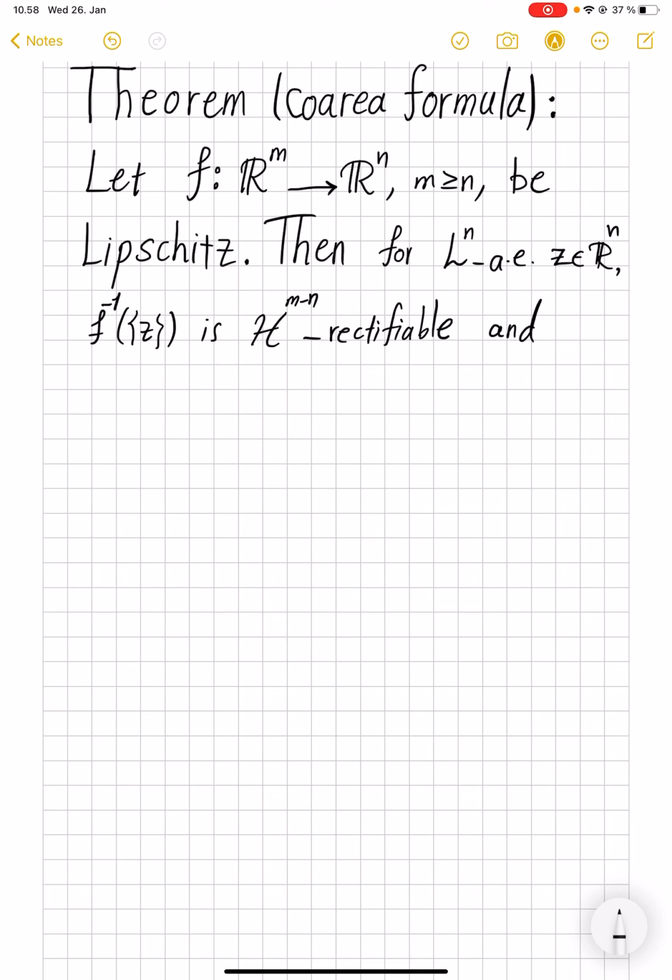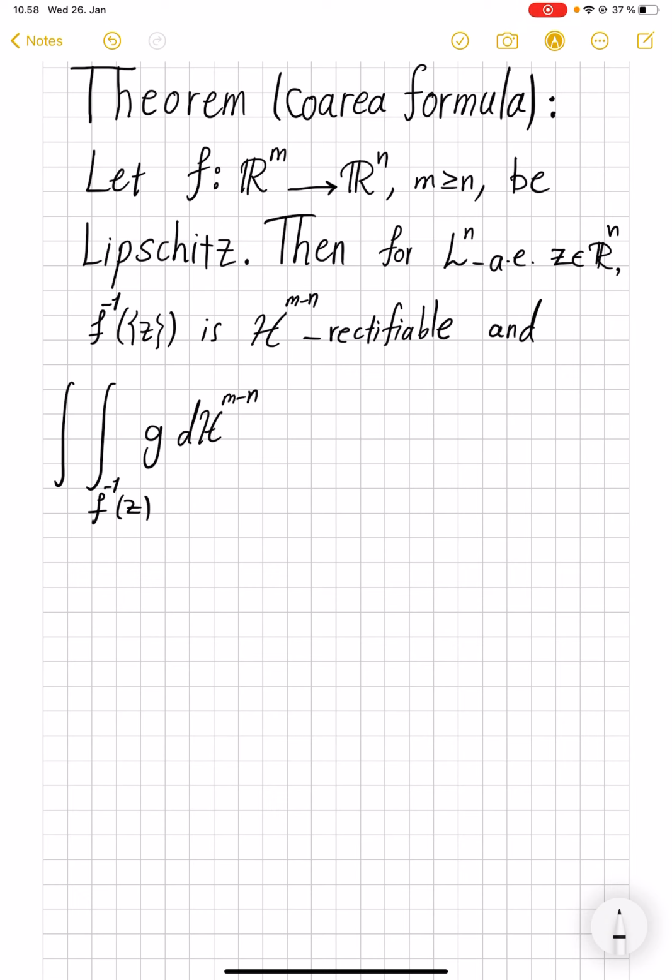And so we will talk, of course, a lot about this concept. What it gives us in this setting is that you can actually integrate over this set. That's all it's giving me. So for every z, f inverse of z is some object that I can integrate over with respect to m minus n dimensional Hausdorff measure.